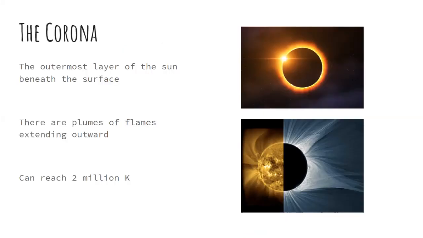So the corona, not the virus, but the corona of the sun, is the outermost layer of the sun, and it's beneath the surface. So it's not the surface of the sun, it's the layer right below the surface. This is where the flames come from the sun that extend outward, and this can actually reach 2 million Kelvin. So imagine the surface of the sun is only around 5,000. Just a little bit under the surface, it's already reached 2 million. It's a big difference in temperature.